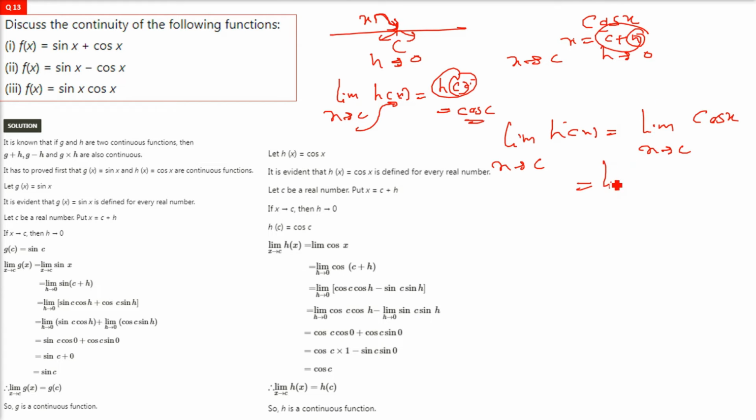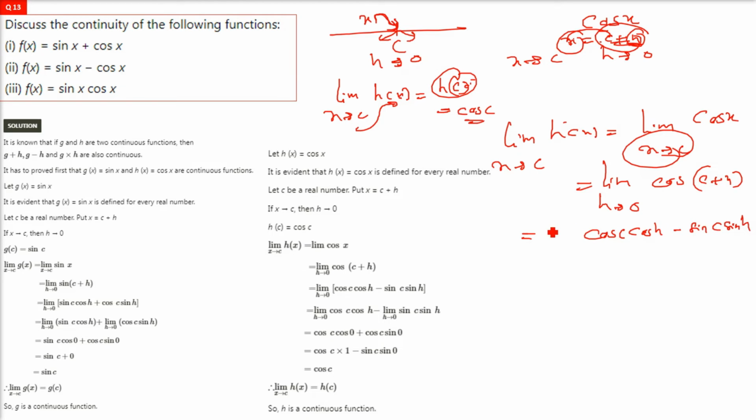So limit x tends to c, and when x is tending to c, that means h is tending to 0. So limit h tends to 0 of cos x, and in place of x I am replacing it by c plus h. So this is cos a cos b minus sin a sin b. The cos a plus b formula is cos a cos b minus sin a sin b. Now I'll apply the limits individually to both the terms.